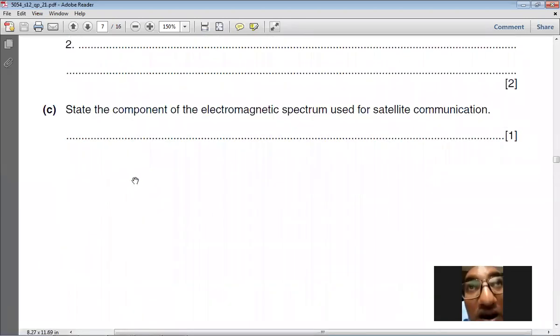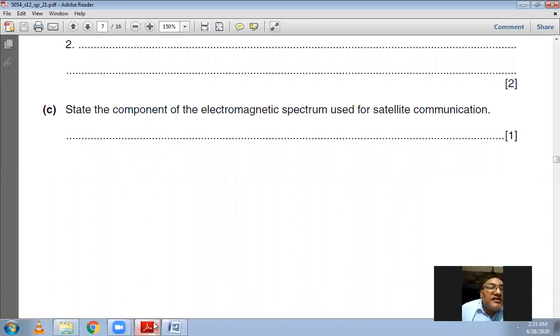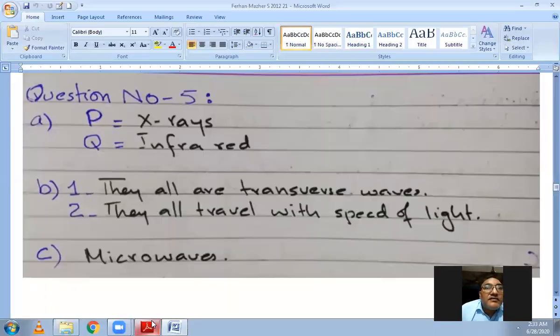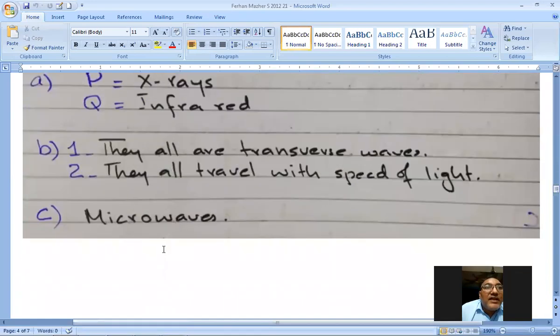State the component of electromagnetic spectrum used for satellite communication. For satellite communication, we use microwaves. Microwaves is the answer.